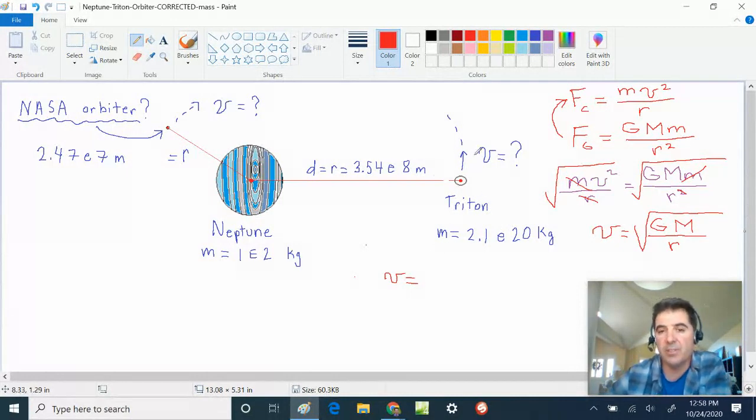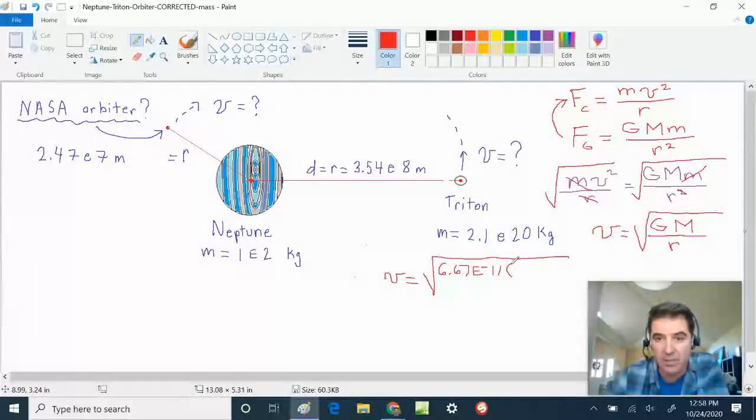So how fast is Triton moving as it orbits Neptune? Okay, so our equation is G. Well, G is 6.67 times 10 to the negative 11. That never changes. I'm going to write it like this, E negative 11. And it's times the mass. What mass is this? That mass is the mass of Neptune, since the mass of Triton actually cancels out, it's not even present in this situation.